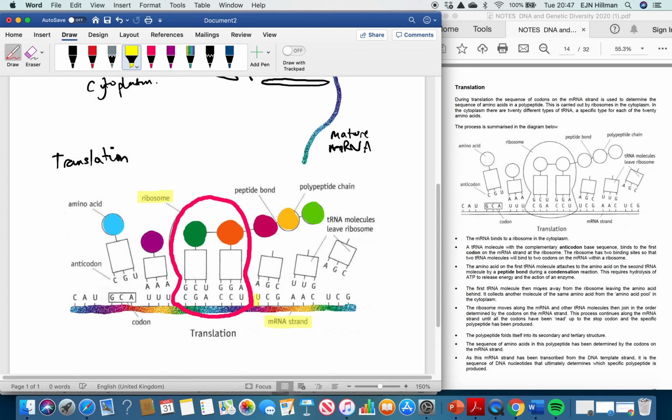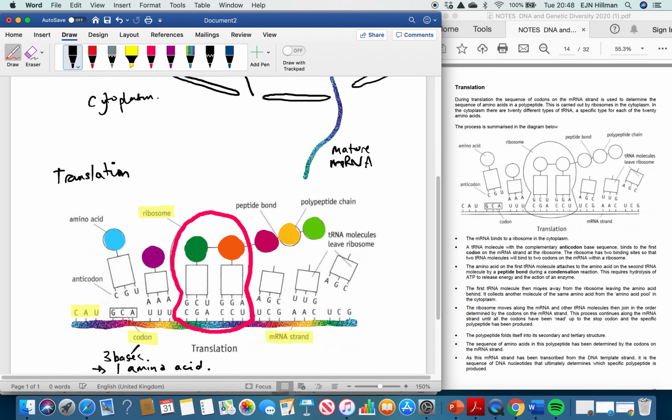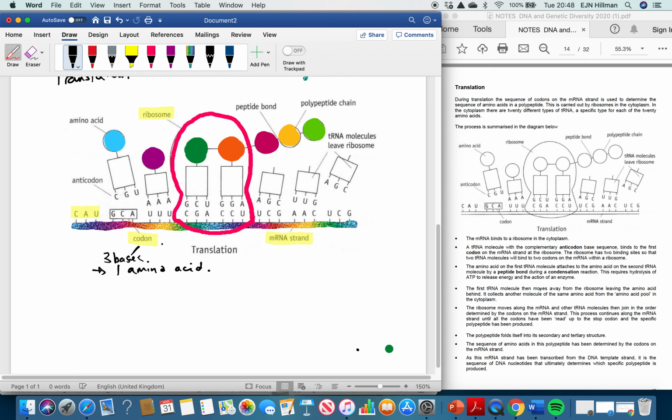And the mRNA moves through the ribosome 3 bases at a time. And if you remember, those 3 bases are what we refer to as a codon. Okay, so a codon, 3 bases, and they code for 1 amino acid. So on DNA, there are triplets. On mRNA, there are codons, and they both code for 1 amino acid.